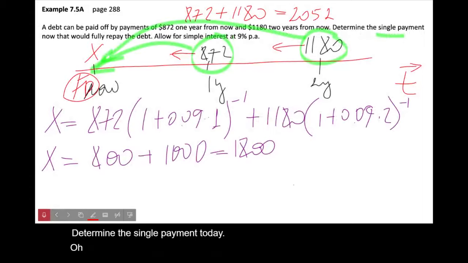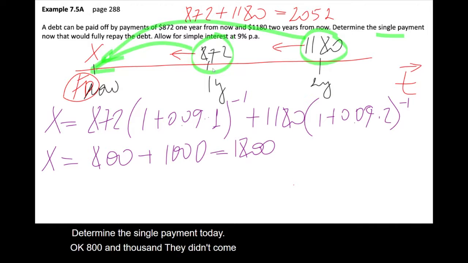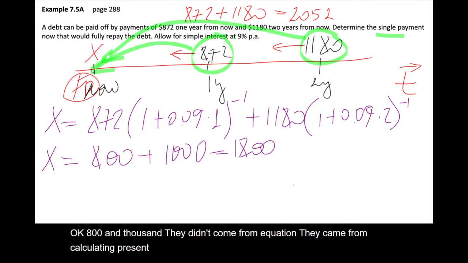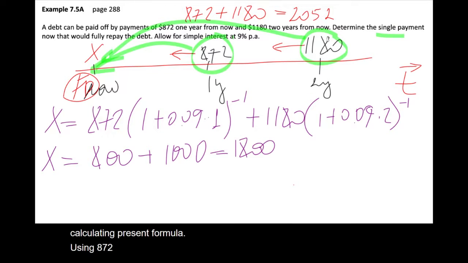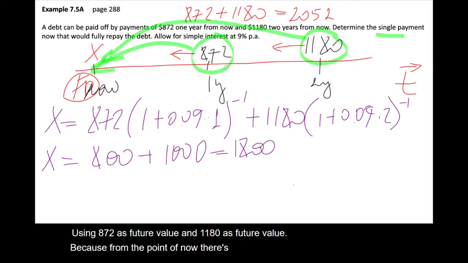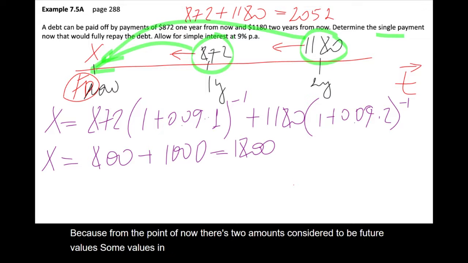Okay, the 800 and 1000 didn't come from an equation. They came from calculating the present value formula using 872 as the future value and 1180 as the future value, because from the point of now, these two amounts are considered to be future values, some values in the future. Make sense?